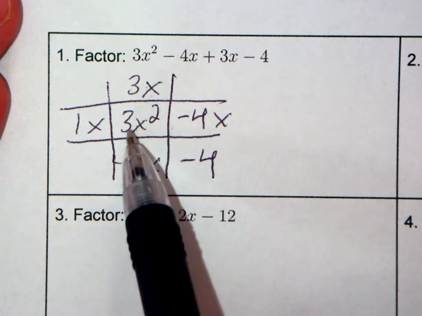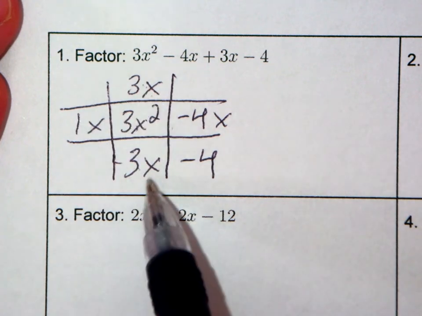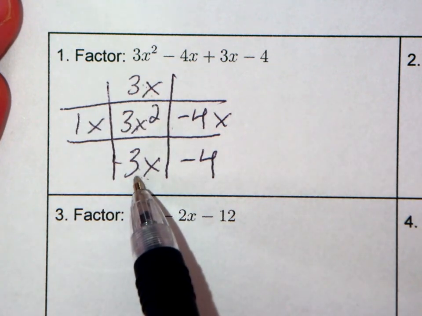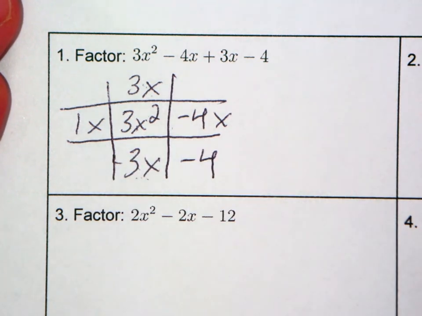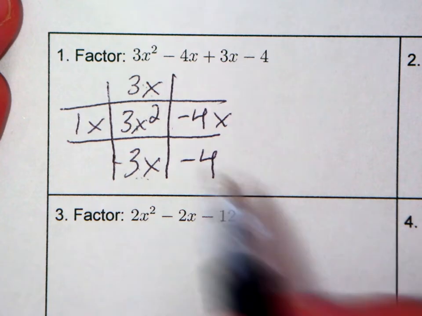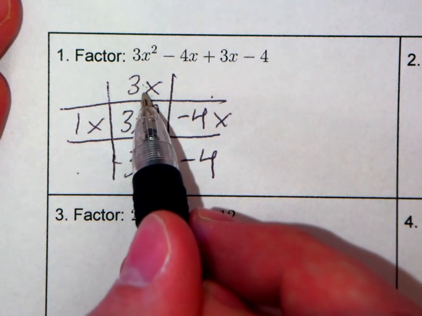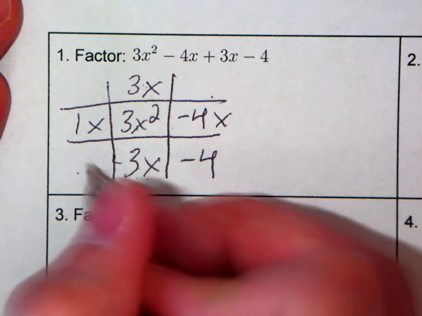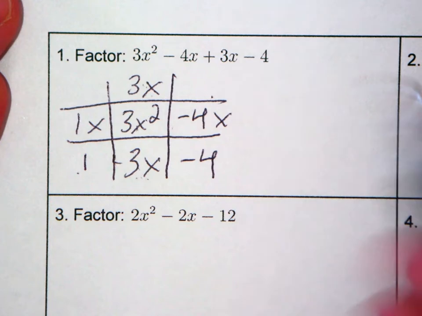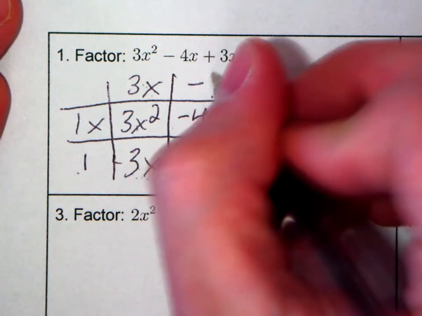So figure out two numbers that multiply to make 3, and make sure that they go evenly into the numbers they're across from. 3 goes into 3, 1 goes into negative 4, so we're good. That's the next step. We try to figure out these outside numbers here. We do this by saying 3x times something is a positive 3x, and that's just 1. 1x times something is negative 4x, and that's just negative 4.